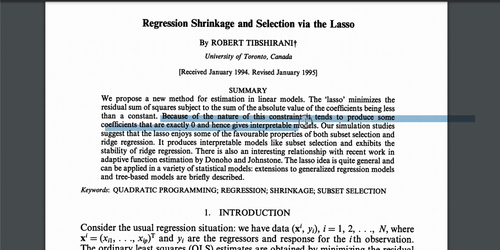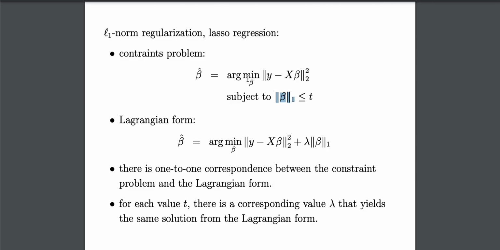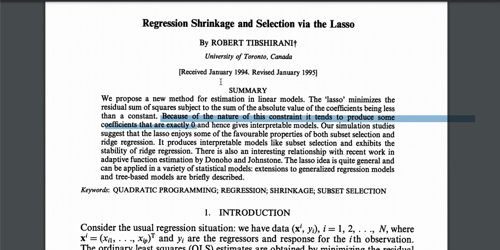Because of the nature of this constraint, it tends to produce some coefficients that are exactly zero. Obviously depending on what t is and what x is and what y is, but in general, this beta hat tends to have exactly zeros, meaning that some of the coefficients are set to zero. And hence it gives interpretable models.